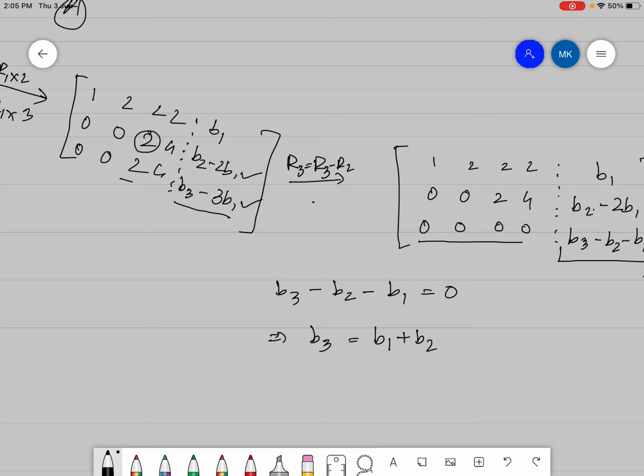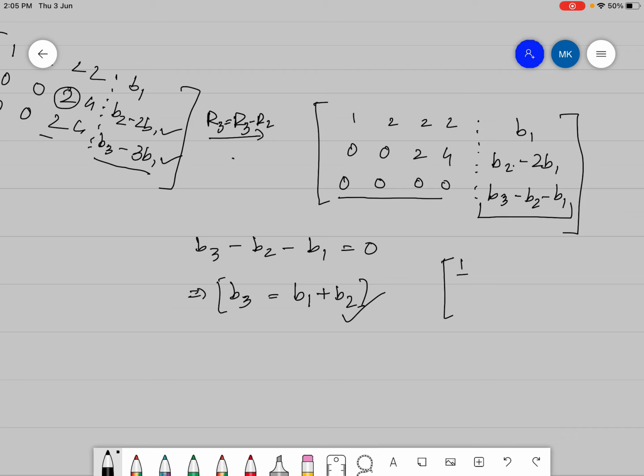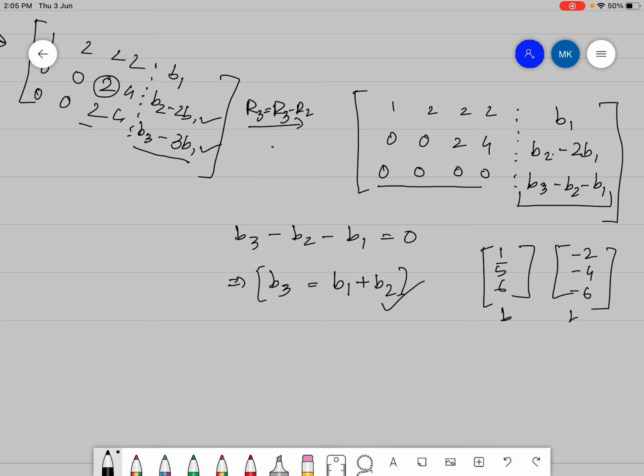Any b with this property can be solved by this system. That means we can solve 1 5 6, and we can solve minus 2 minus 4 and minus 6. This type of system can be solved. These are the values of b.